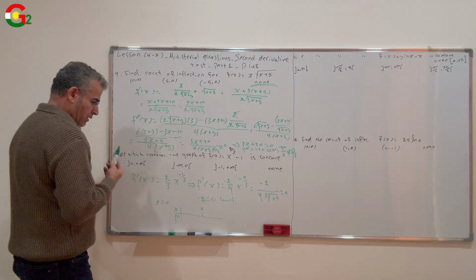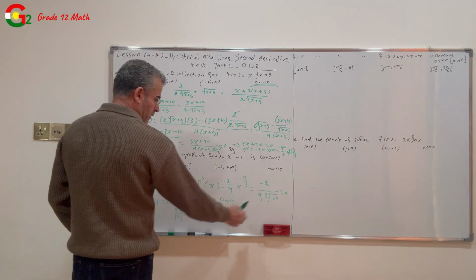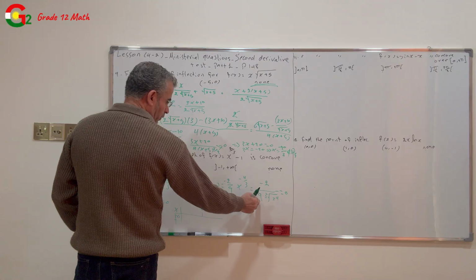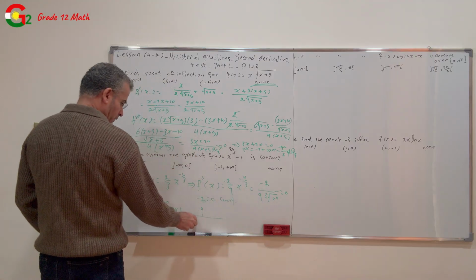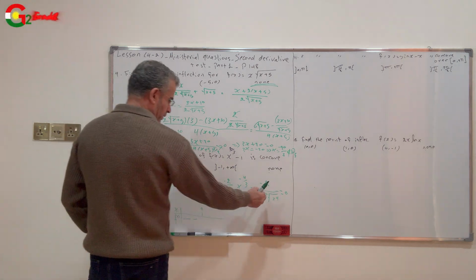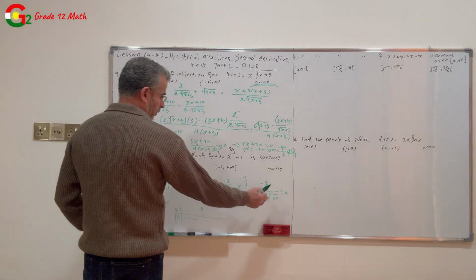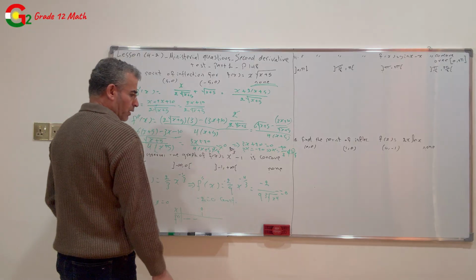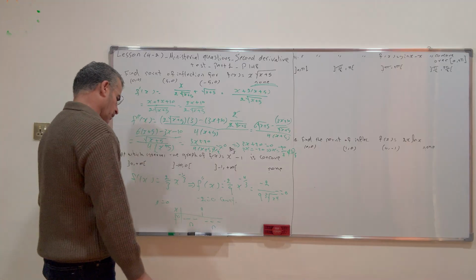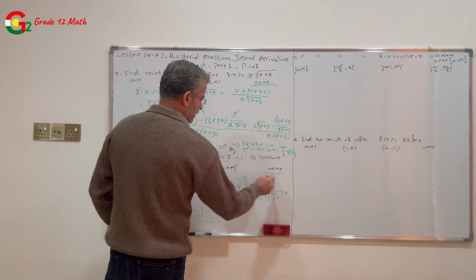Before 0, take negative 1: negative 1 to the power 4 is 1, the cube root of 1 is 1, so negative 2 over a positive value is negative. After 0, take 1: 1 to the power 4 is 1, the cube root of 1 is 1, so the second derivative is also negative. Therefore, x equals 0 is not an inflection point. The right choice is D.